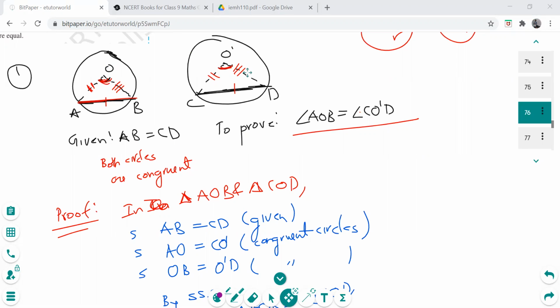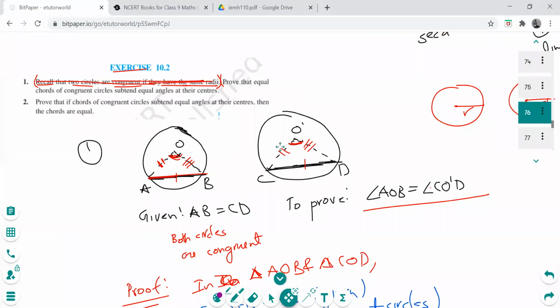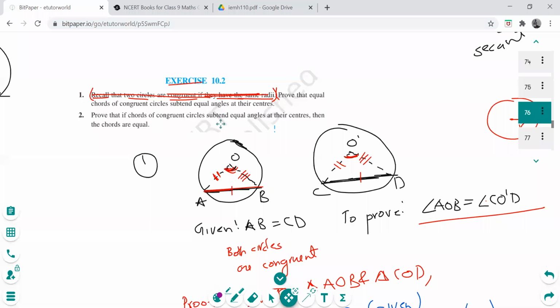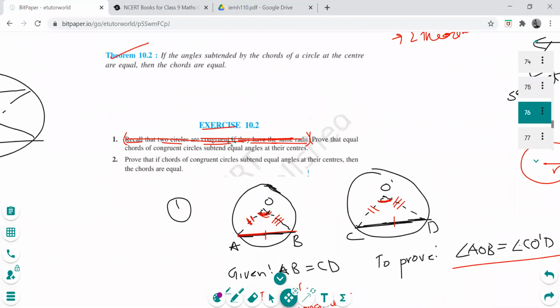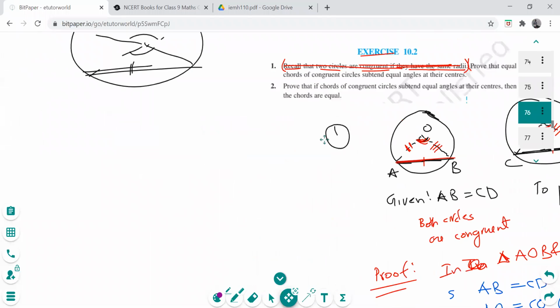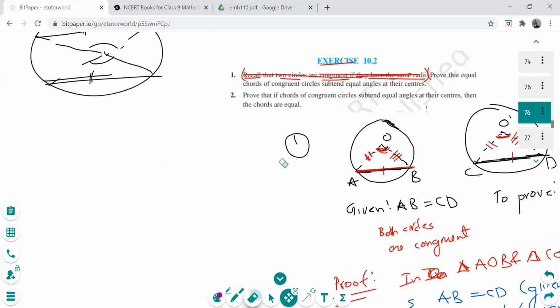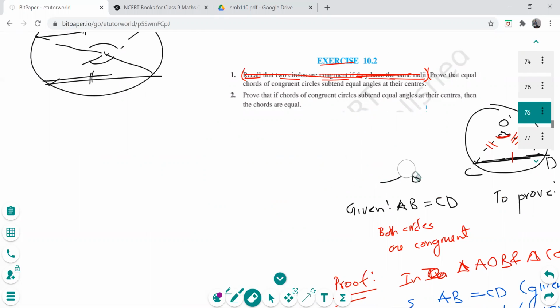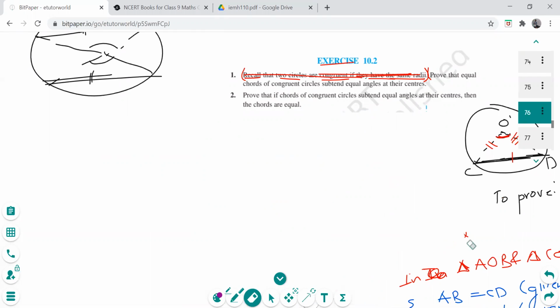So the first part of this exercise is done. That was kind of a variation of theorem 10.1. So the next one will be a variation of theorem 10.2. That's easy. So let's try the theorem 10.2 variation. That's this one. The variation is just that we are talking about two different circles now instead of one circle. Okay, that's just the variation.